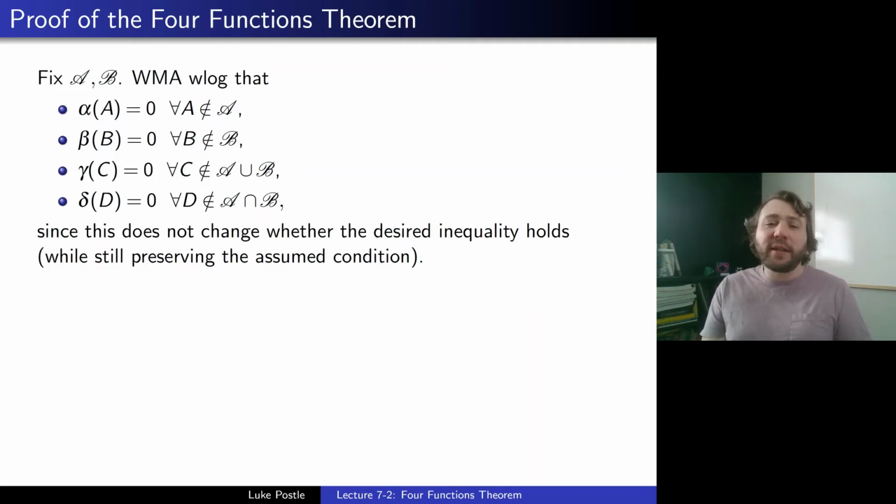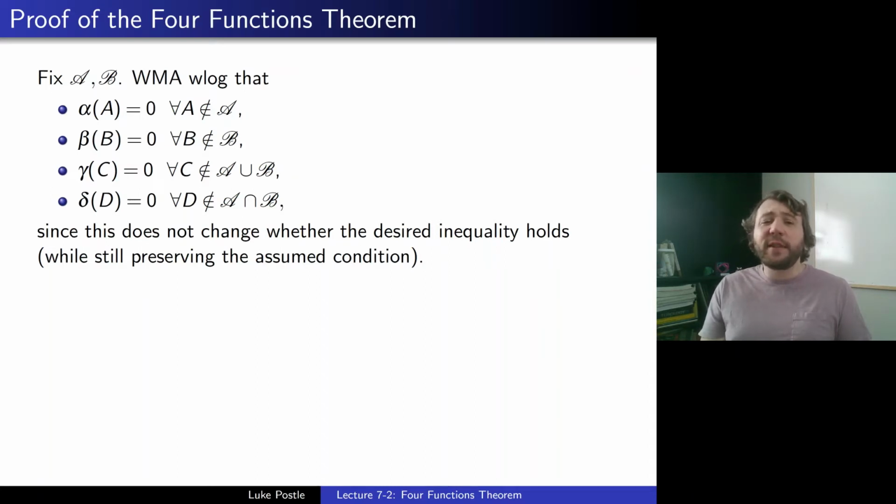So we only wanted to prove the inequality once you fix A and B, for that specific script A and script B. And so setting the functions to zero outside of that won't change whether that desired inequality holds. But what it does is it kind of smooths out the process. It turns everything else off.